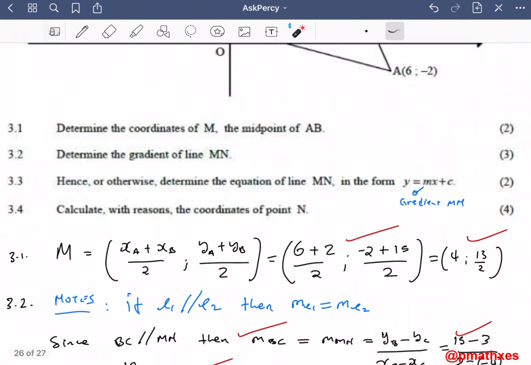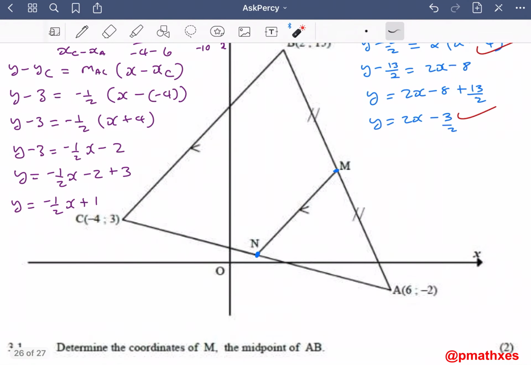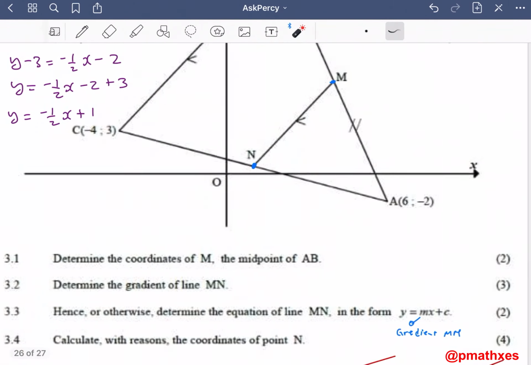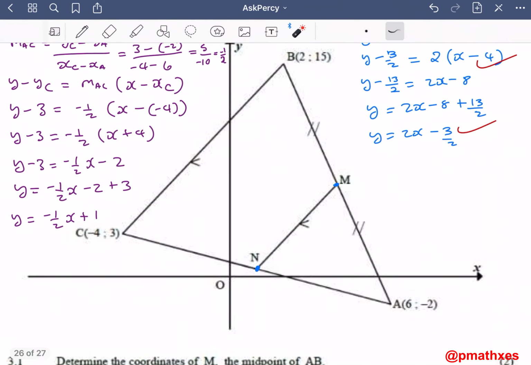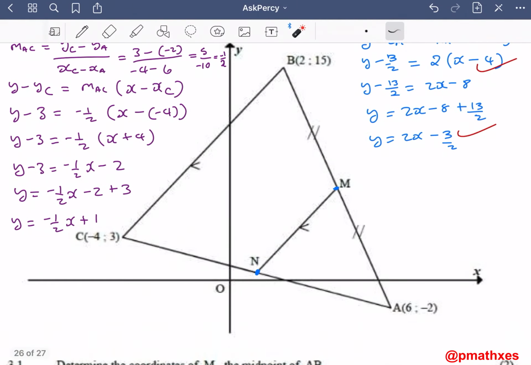We are not done. Remember what we're doing here: calculate with reasons the coordinates of point N. We need to find point N. I said the methodology, one method you can use is looking at this line MN and this line AC. Since these two lines are equal at this point, if we equate them, we're able to find the coordinates of point N, because at that point N, these two lines are equal. All right, so let's do that.